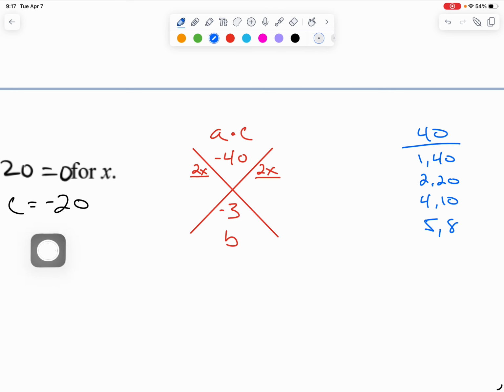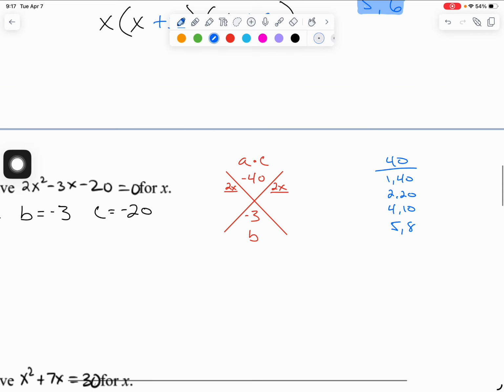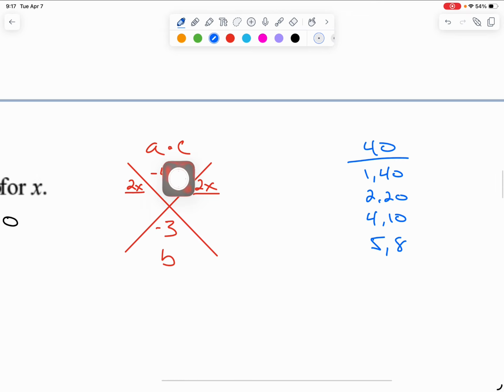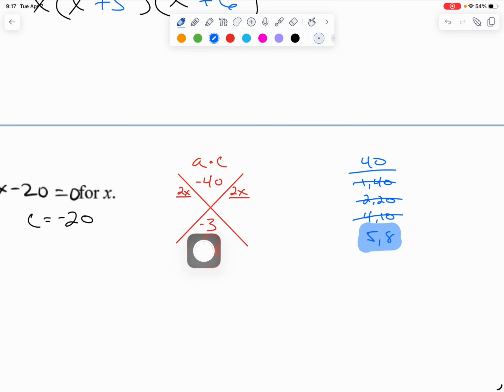All right, A times C is a negative. So now I want to subtract to get to a 3. We'll worry about the negative later. When A times C gives us a negative, or our C is a negative, we simply subtract. 40 minus 1 is 39. It's not 3. 20 minus 2 is 18. It's not 3. 10 minus 4 is 6. It's not 3. However, 8 minus 5 is 3, but we need it to be negative 3. So then we could just do 5 minus 8.